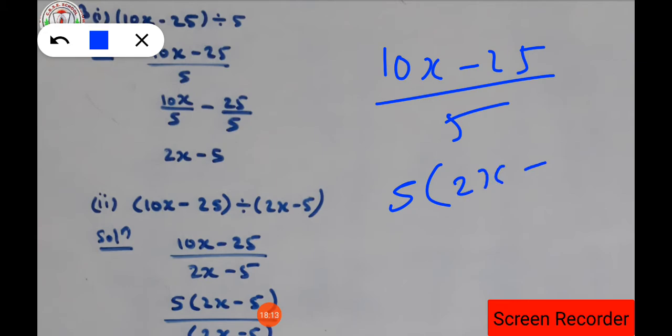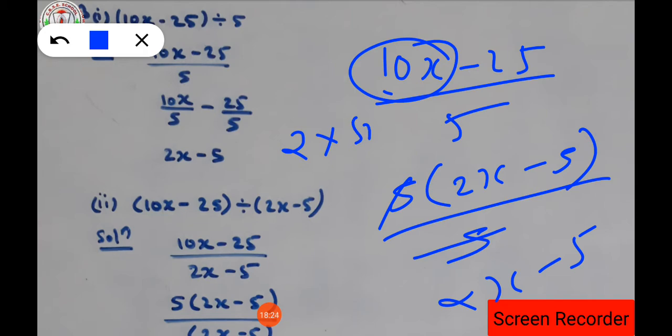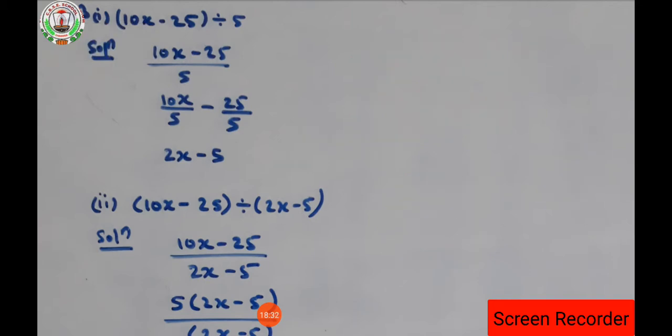So 5 can be again taken common. What is the number left out? That is 5, isn't it? So the answer is 2x minus 5. This 10 can be written as 2 into 5x, and minus 25 can be written as 5 into 5. So here also 5 can be taken common and gets cancelled with the denominator 5.